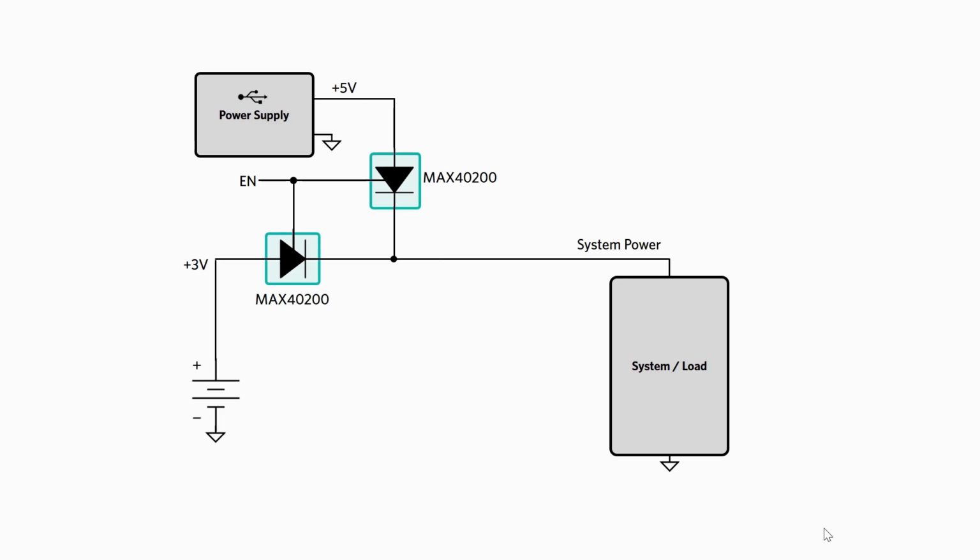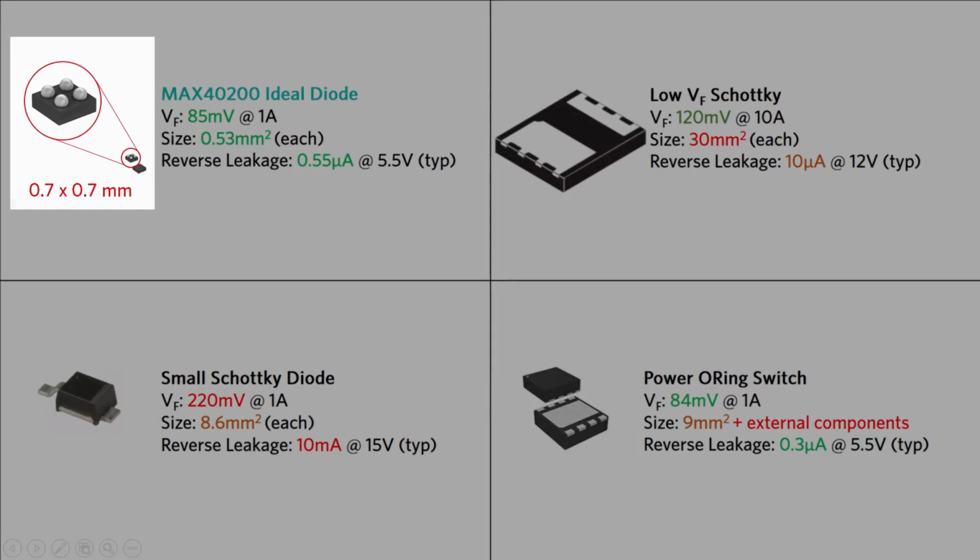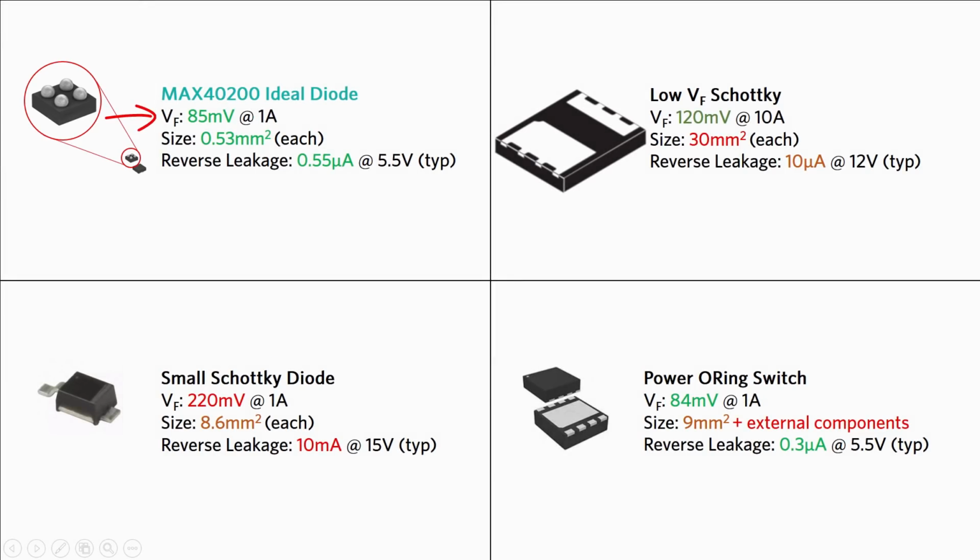When it comes to portable systems that operate from battery or USB input, one solution that addresses both the disadvantage of Schottky diode parasitics and the increased size of diode ORing controllers is an ideal diode IC like the MAX40200. For applications that require tiny footprint, low forward voltage, low reverse leakage, and low cost, it is a highly competitive option. In a 0.7mm by 0.7mm package, it offers a forward voltage drop of 85 millivolts at 1 amp, which is significantly less than most Schottky diodes.